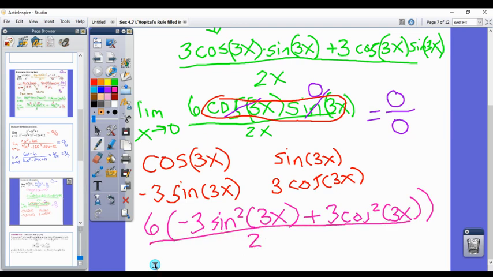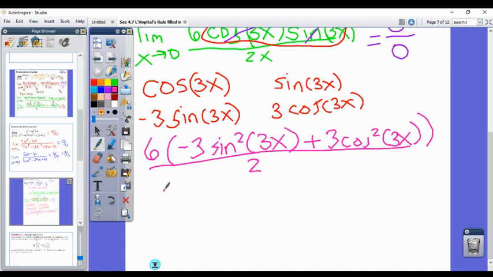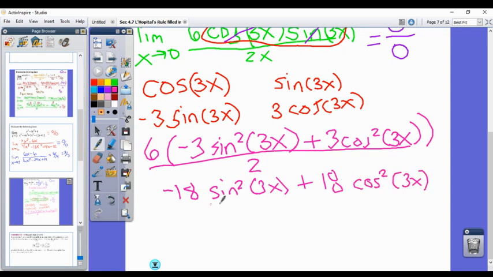Okay, so let's see. I'm first going to distribute my 6 in, and then I'm going to take my limit, okay? So I'm going to end up with negative 18 sine squared 3x plus 18 cosine squared 3x, all divided by 2. Okay, so I'm going to take my limit first. So my limit as x goes to 0.